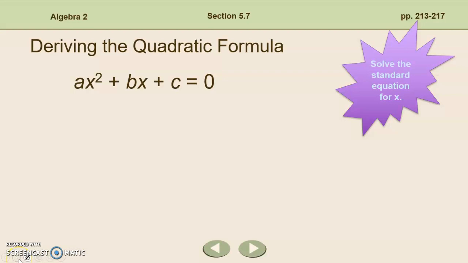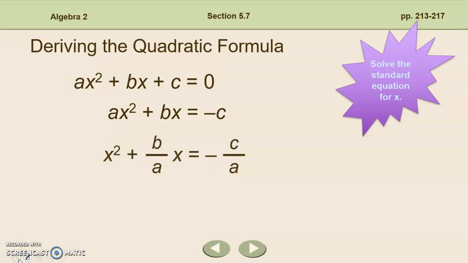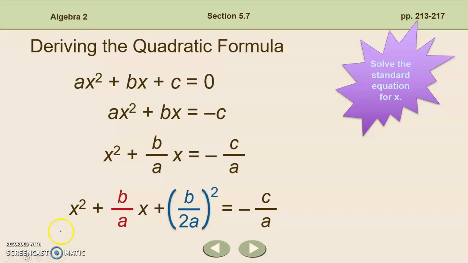So it started with this general equation for a quadratic, ax squared plus bx plus c, and we're solving this equation for x. So we have ax squared plus bx equals negative c. We are then going to divide everything by a, and we get x squared plus b over a x equals negative c over a. We're going to complete the square there, which is 1/2 of our b term, so 1/2 of b over a, squared. We put that here, and whatever we do to one side, we also do to the other. So we add it to the other side as well.